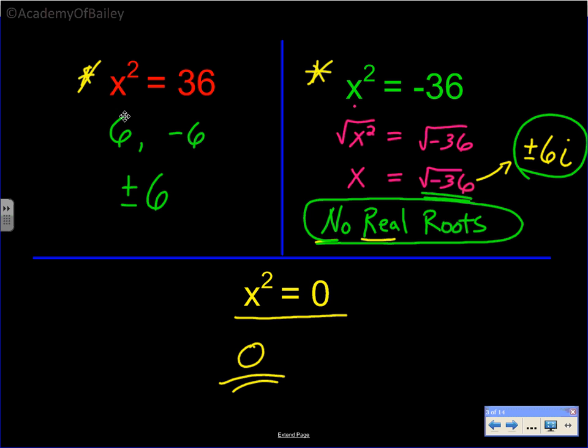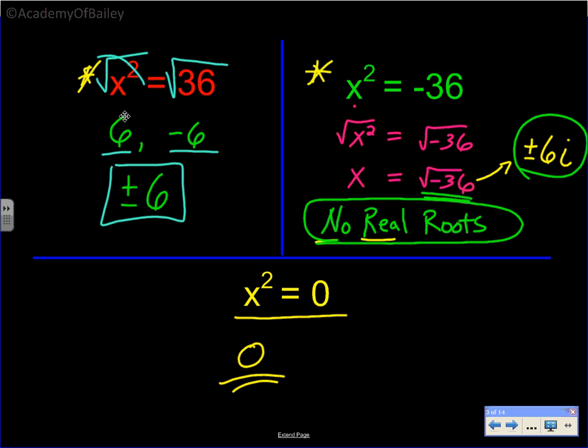So this is kind of a heads up. This is kind of a little start here. The important thing that I want you to notice is this right here. What do we do? Take the square root, cancel out the squaring in the square root, and you take the square root here of 36. So therefore, the square root of 36 is going to be a positive 6, and a negative 6.